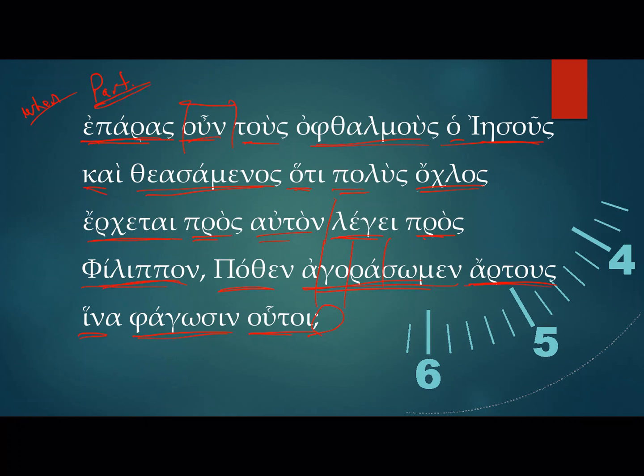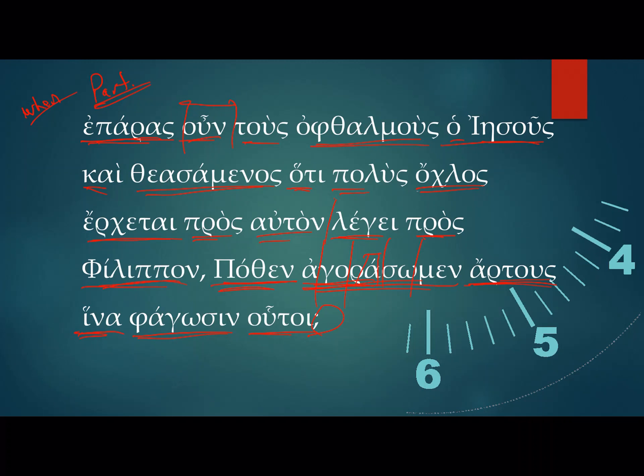Agorasomen. Agorasomen. And notice where we put the accent mark on the alpha there. Agorasomen. Agorasomen is the idea of buying or purchasing. That first part has the idea of being in the marketplace, okay? So pothen, adverb, where or from where. Where will we buy artus? Where will we buy bread?